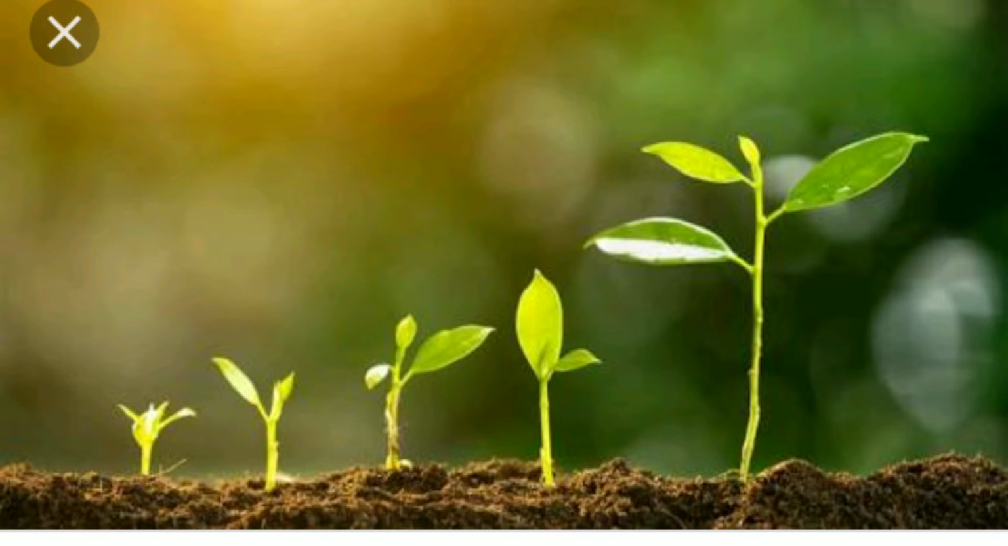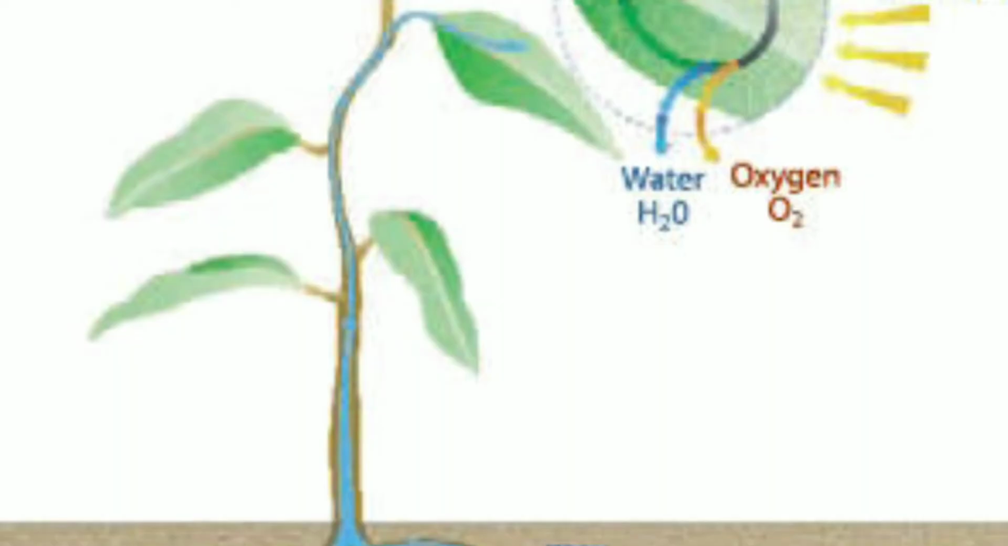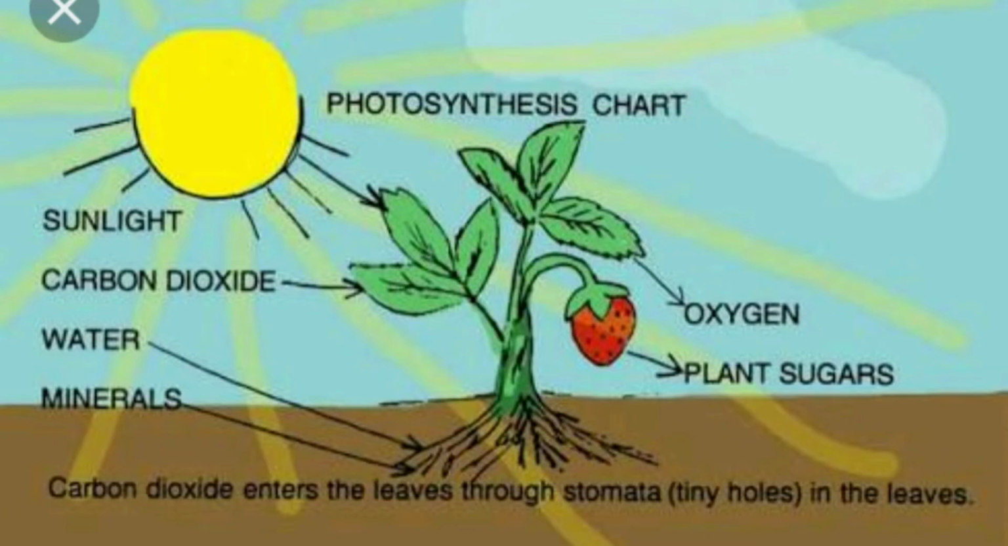We use different plant parts such as roots, stem, leaves, flowers, fruits, and seeds. Plants prepare their own food materials through a process called photosynthesis. For this process, they need water, carbon dioxide, sunlight, and it is taking place in leaves. Plants are the source of food for all other living beings.